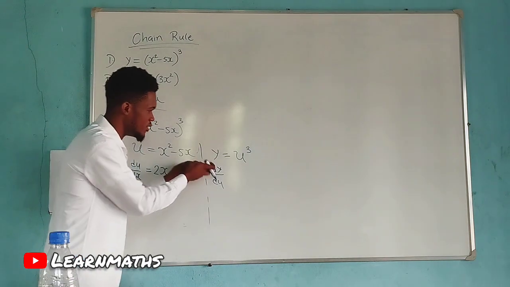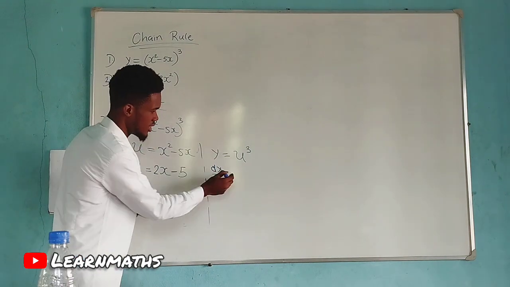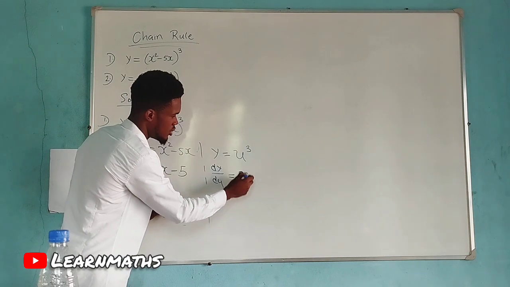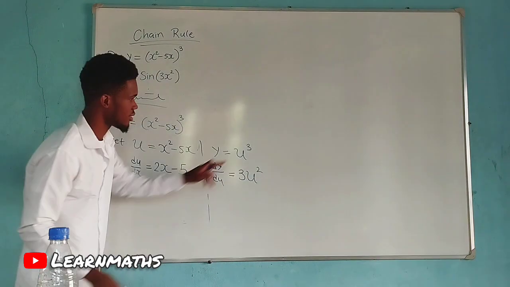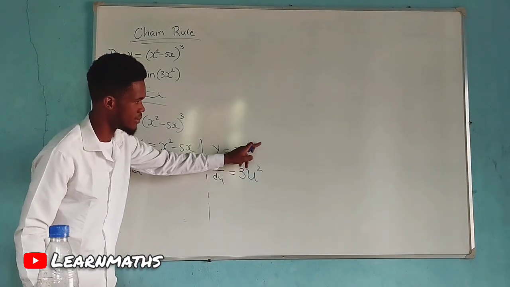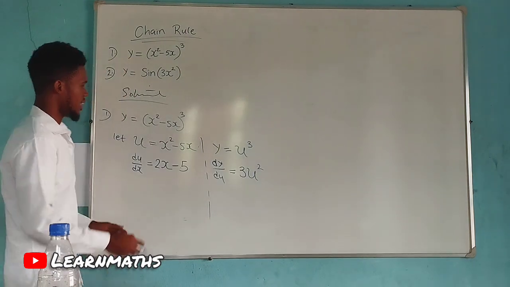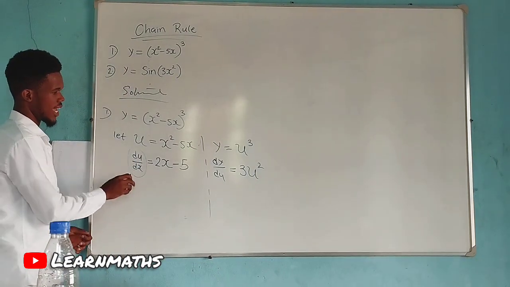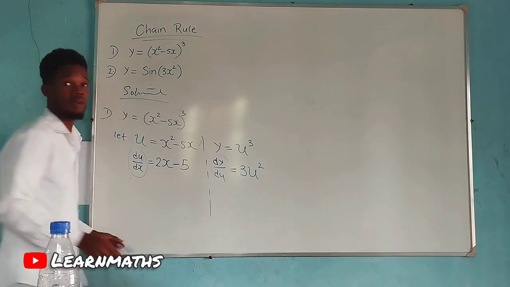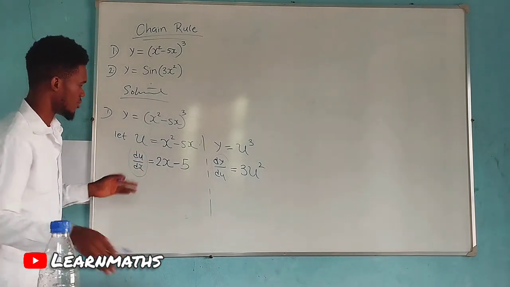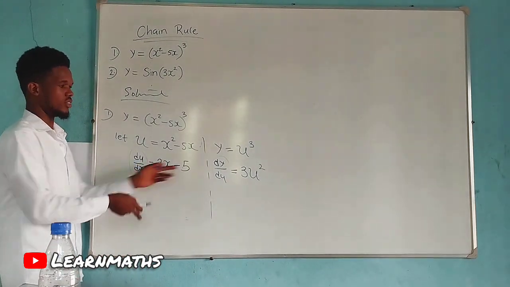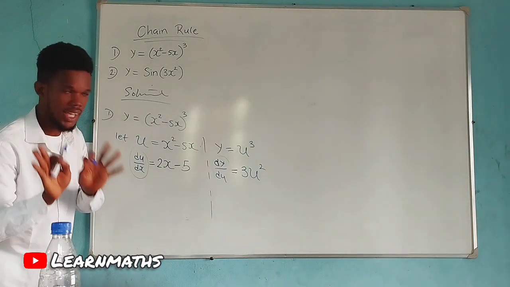Now let's find dy du. This is going to be equal to 3u squared. 3 times 1, that's 3. 3 minus 1, that's 2. 3u squared. Now we have gotten du dx and we have gotten dy du. But this is not what they asked us to find. They didn't ask for du dx or dy du. They're asking for dy dx, right?